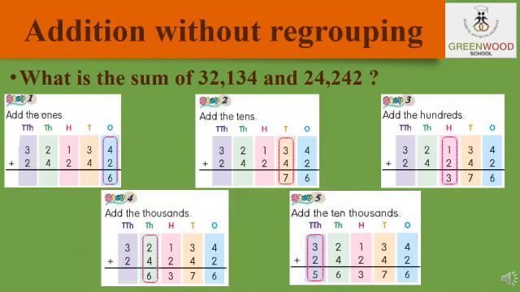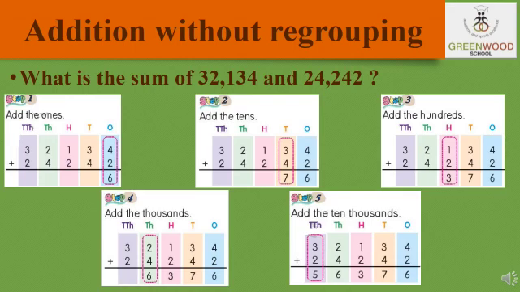First topic, addition without regrouping. Now what do you mean by without regrouping? Let's see with an example. What is the sum of 32,134 and 24,242? So let's start adding. What is the thumb rule? Addition always starts from ones place.